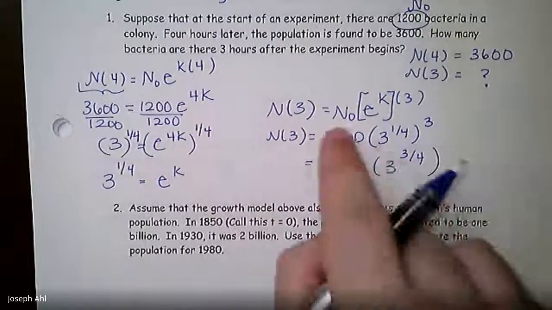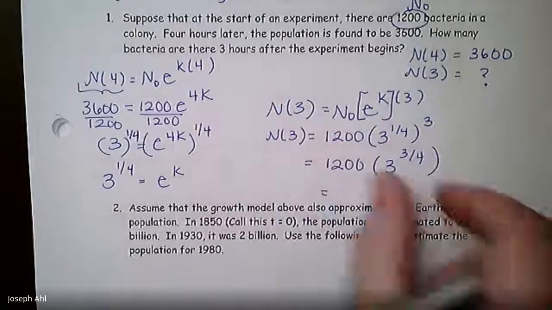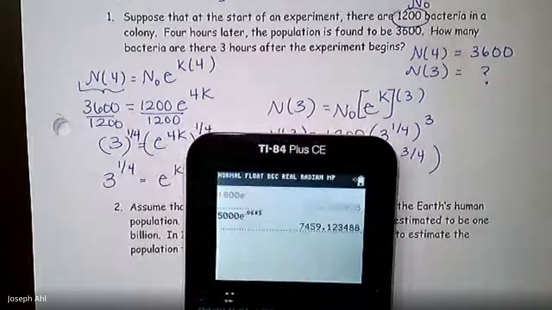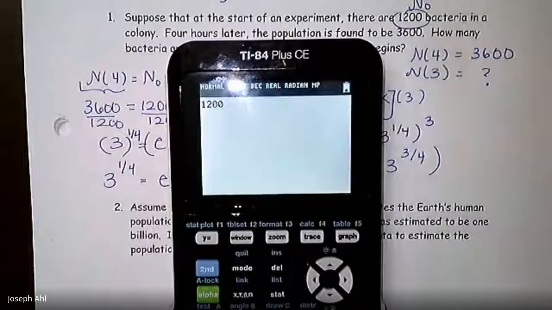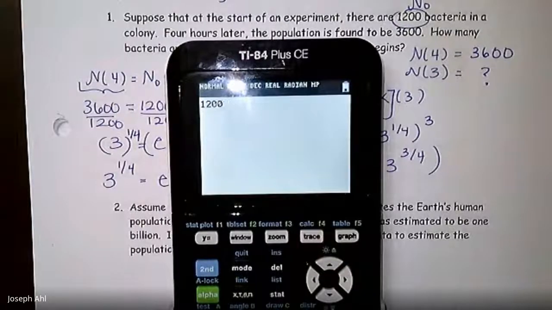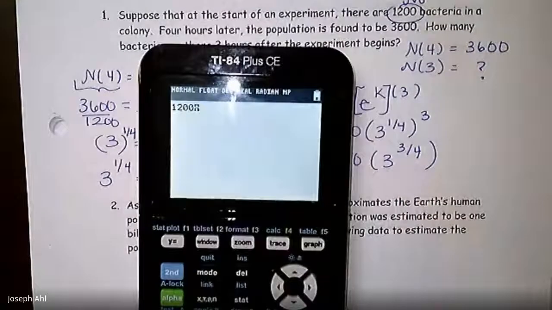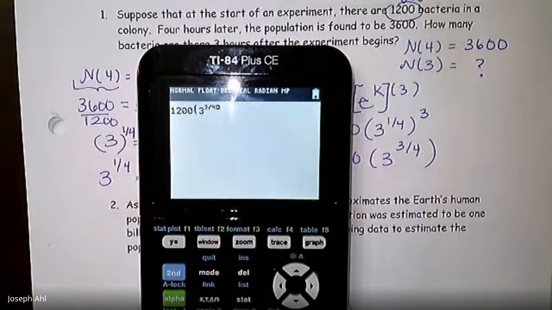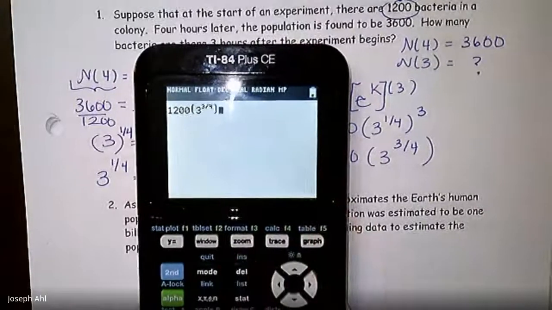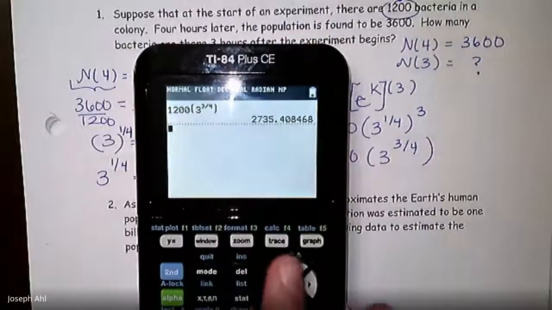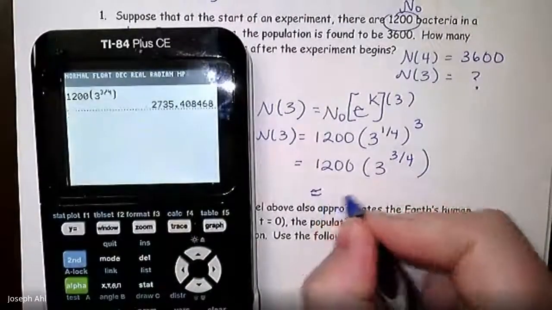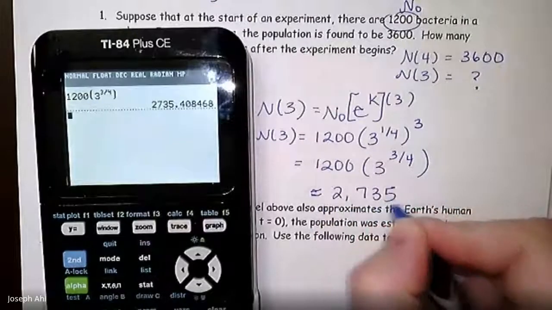If you don't want to rewrite it that way, you can type that into your calculator as well. I oftentimes will just clean that up a little bit and write the new exponent. So let's see if this is going to make sense to us. If I clear this out here and type in 1200 times 3 to the 3/4, we already found e. 1200, 3 raised to the 3/4 power, we get 2,735. We're talking about bacteria, so we'll round it to the nearest whole number. So we'll say approximately 2,735 bacteria.